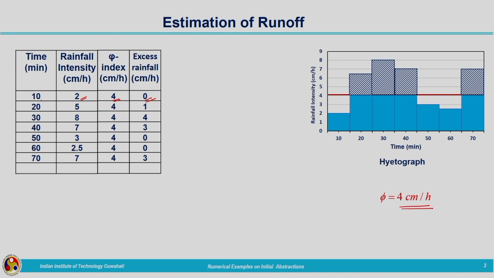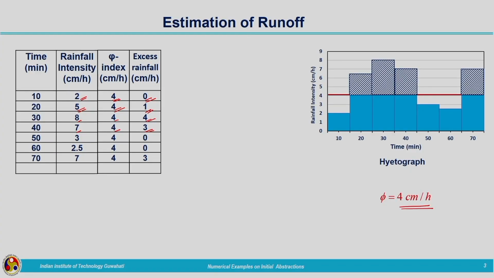In the second case, from 10 to 20 minutes, we got a rainfall of 5 centimeters per hour and phi index is 4. The difference between them gives the excess rainfall for that time period, that is 1 centimeter per hour. In that way, for the next time period it will be 8 minus 4, equivalent to 4 centimeters per hour. For 30 to 40 minutes it will be 7 minus 4, 3 centimeters per hour. That way we can calculate the excess rainfall depth for all the time intervals.